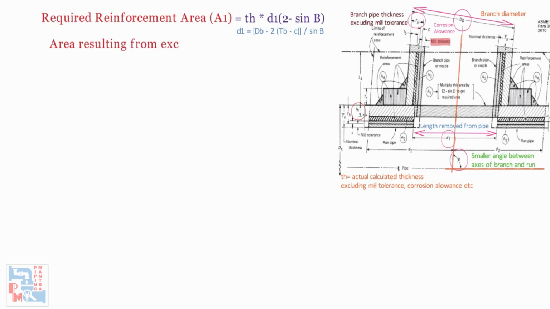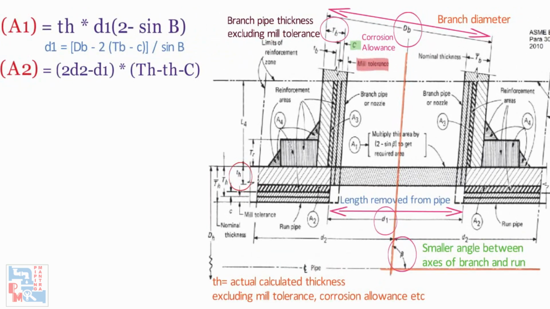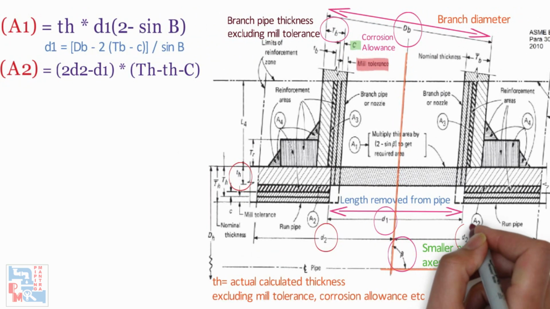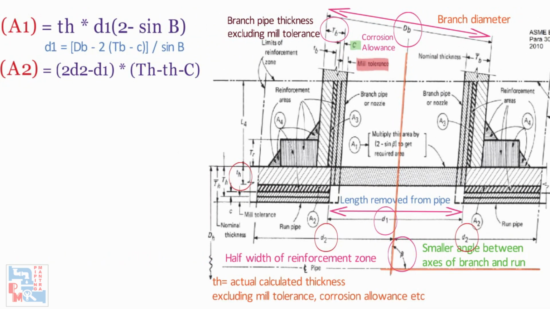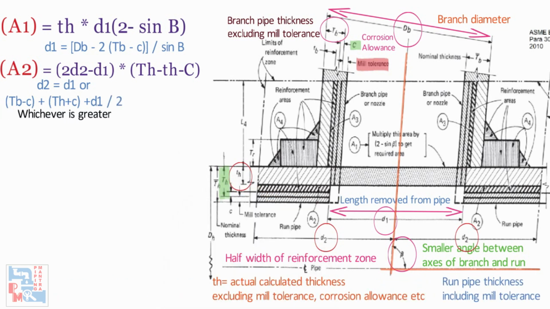Area resulting from excess thickness in the run pipe wall, A2. A2 is defined as 2d2 minus d1 into capital TH minus TH minus C, where d2 is the half width of reinforcement zone. d2 is equal to d1, or TB minus C plus capital TH plus C plus d1 by 2, whichever is greater. Capital TH is the run pipe thickness in mm including mill tolerance.